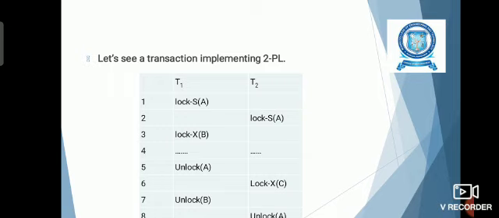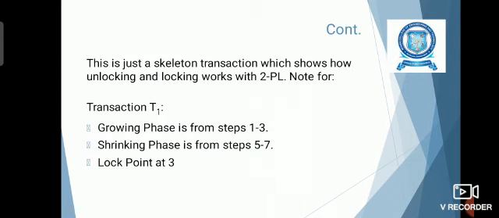At time instant T1, transaction T1 is locking the data item A. At time 2, transaction T2 is locking the data item or account A. At time 3, transaction T1 locking B. And at time 5, transaction T1 is unlocking A. So these operations are performed.